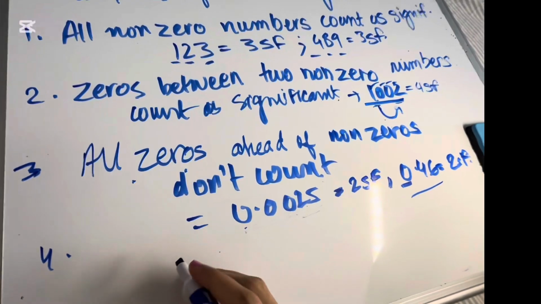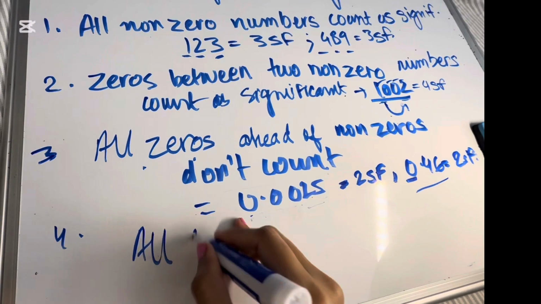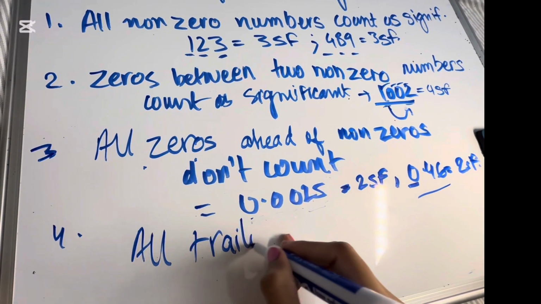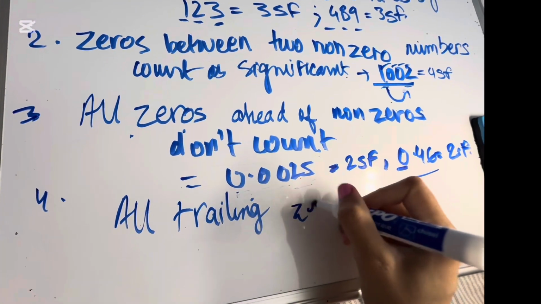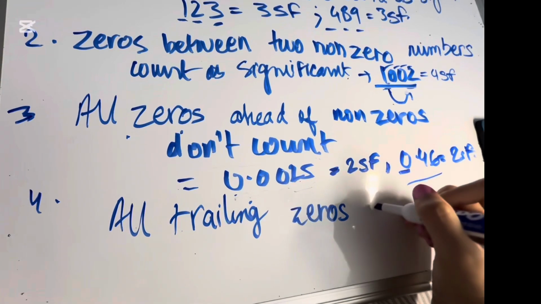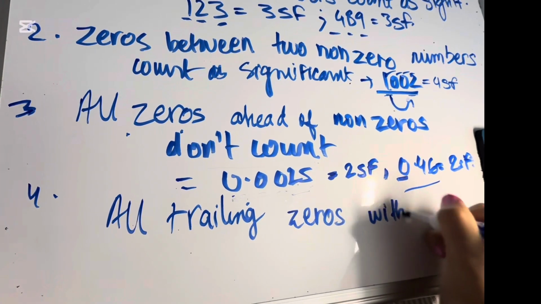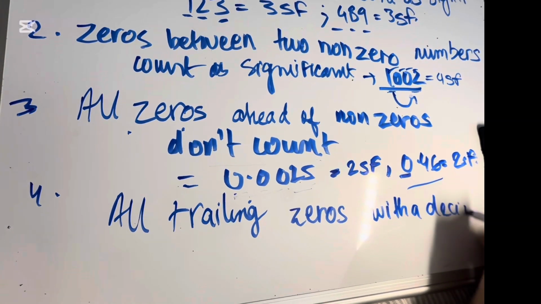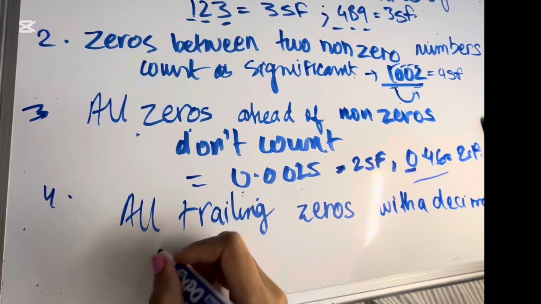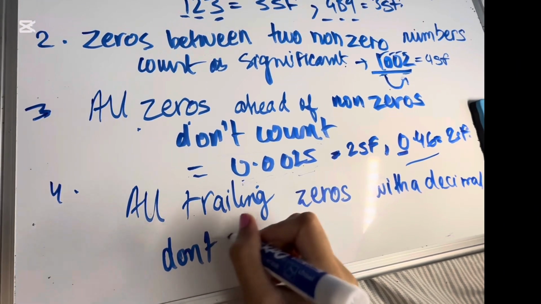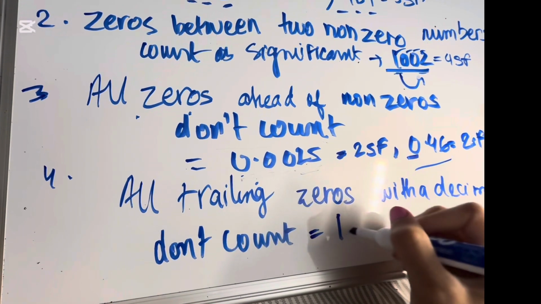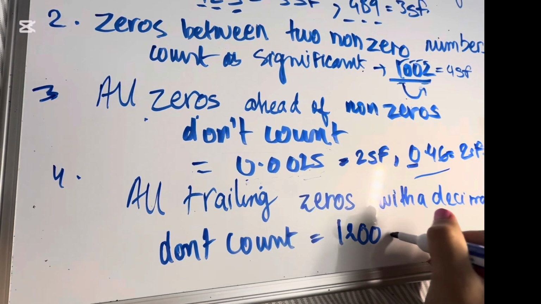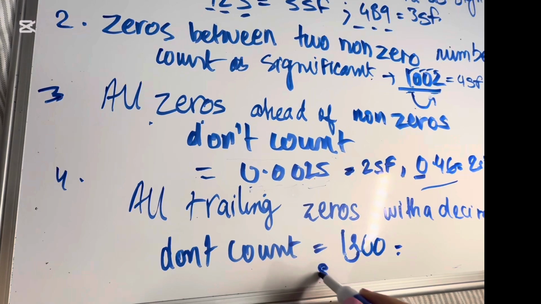And the last rule says all trailing zeros without a decimal don't count. That means if we have 1200, we know that it has 2 sig figs.